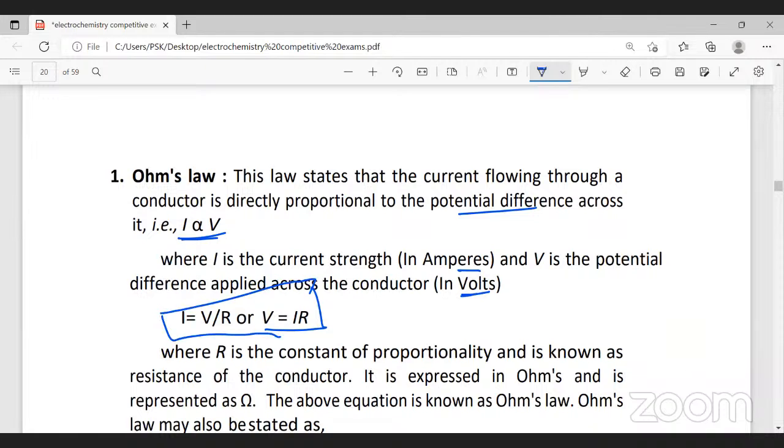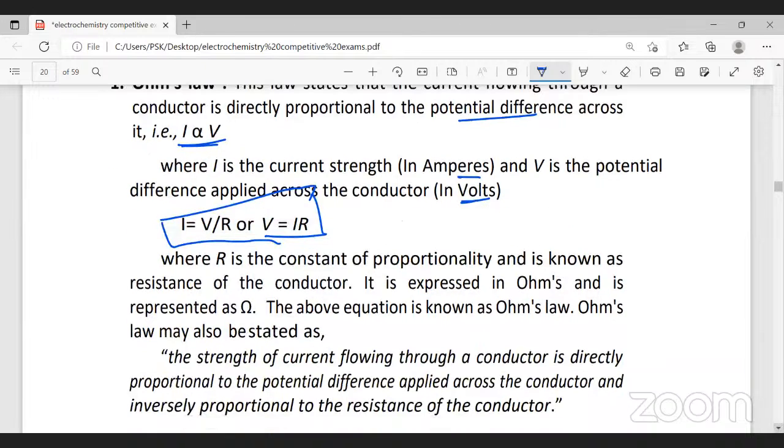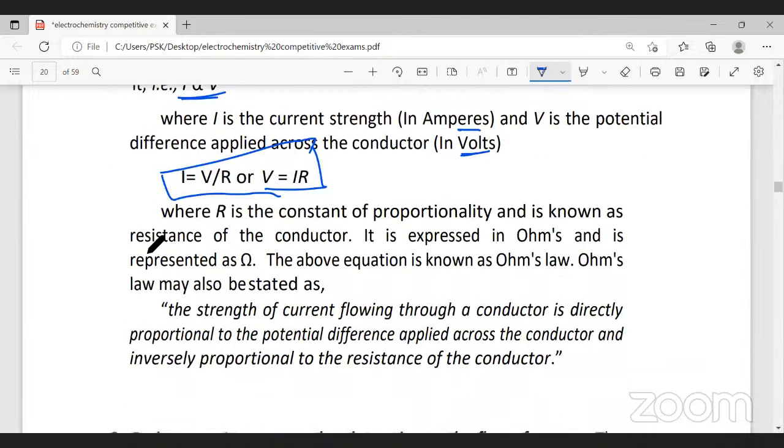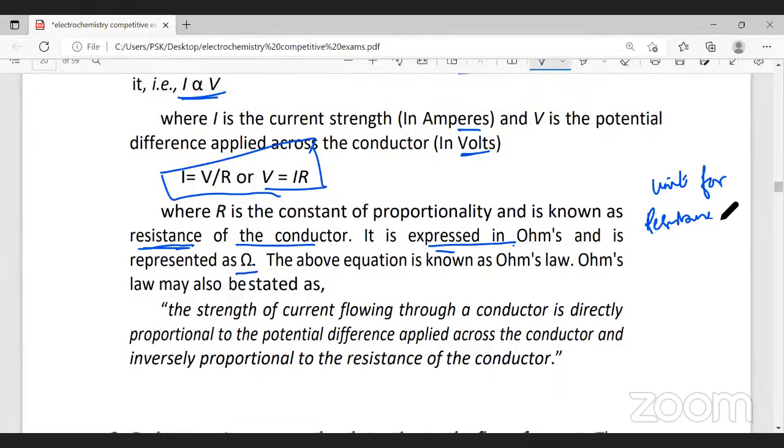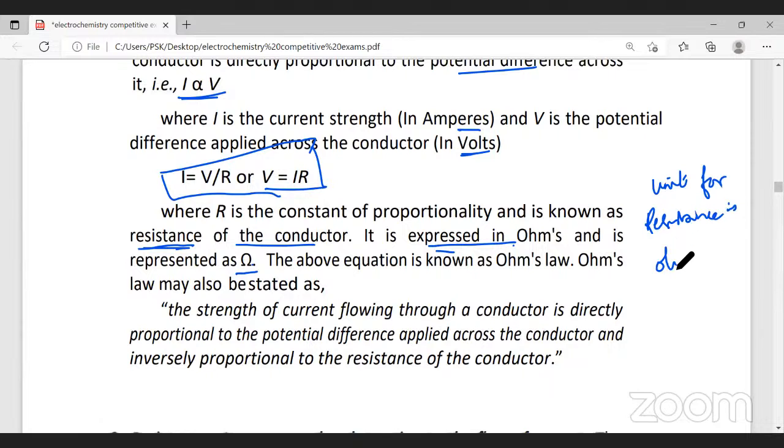All right. Now, R is the constant of proportionality and is known as resistance of the conductor. It is expressed in ohms and represented by the symbol omega. So the unit for resistance is ohms, represented by omega like this.